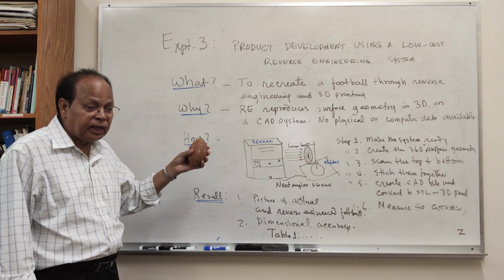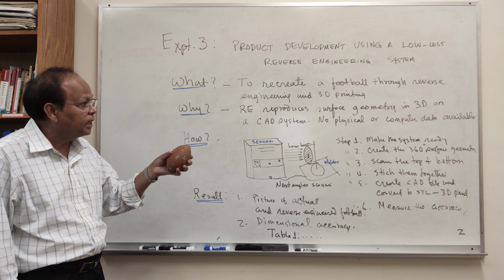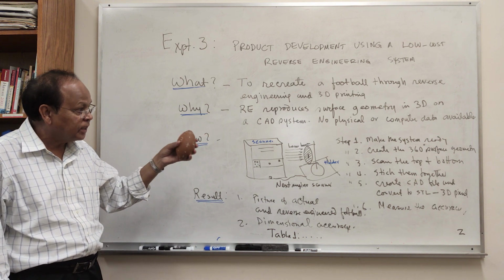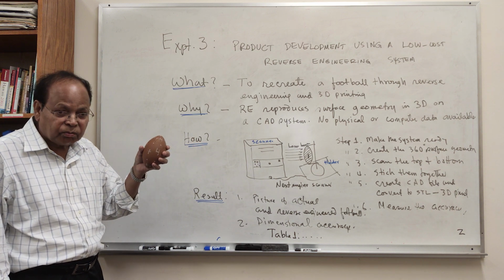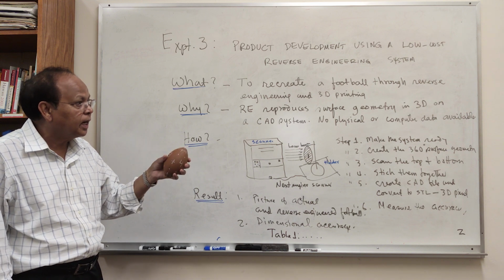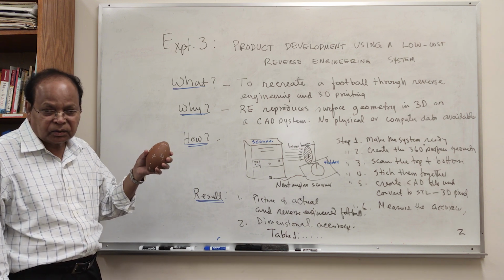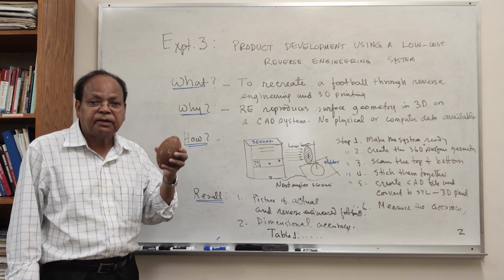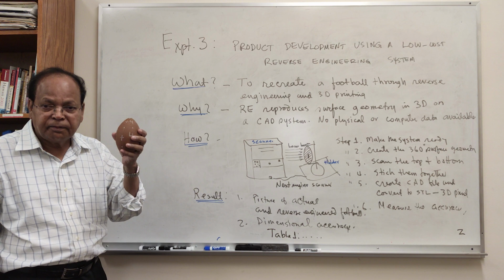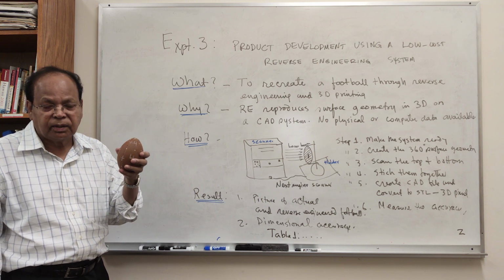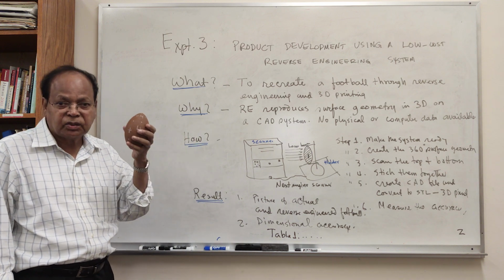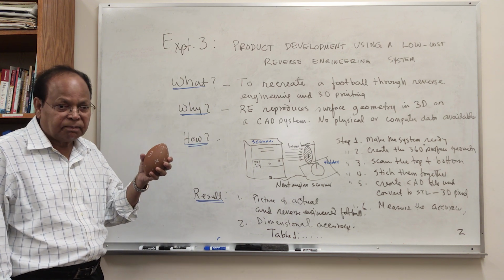Okay, why are we doing it? Because we know that reverse engineering reproduces surface geometry in 3 dimensions on a CAD system, and also it is necessary because for many physical systems there is no data available to us. Think about some artifacts that were discovered in Egypt 10,000 years ago, and if you have to recreate that, you have to use reverse engineering. So reverse engineering is extremely useful for many applications.